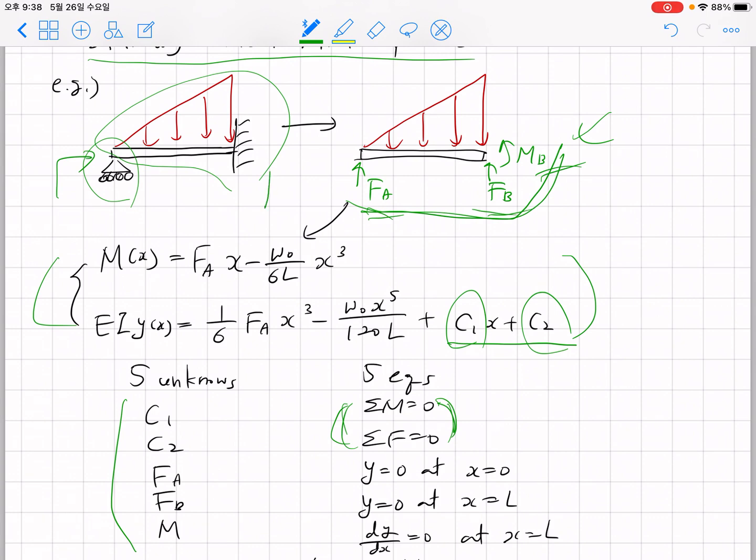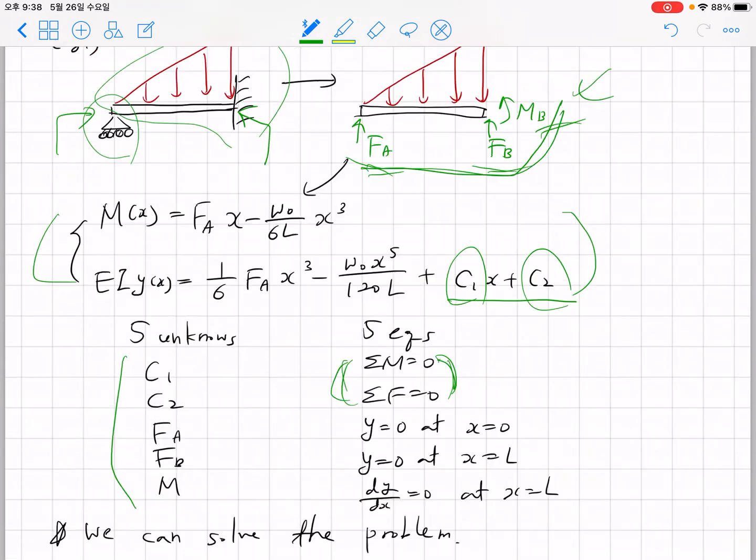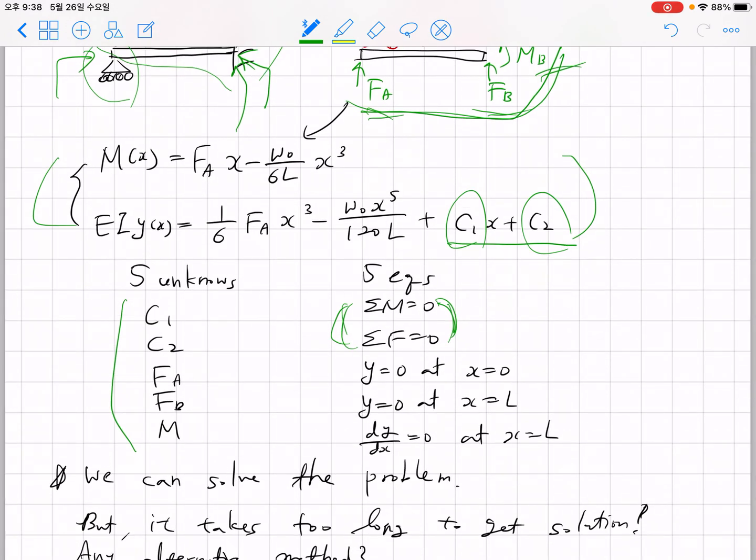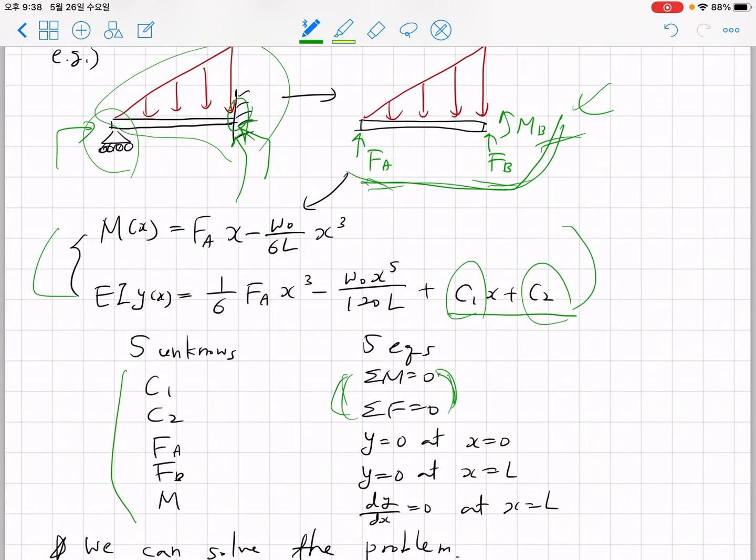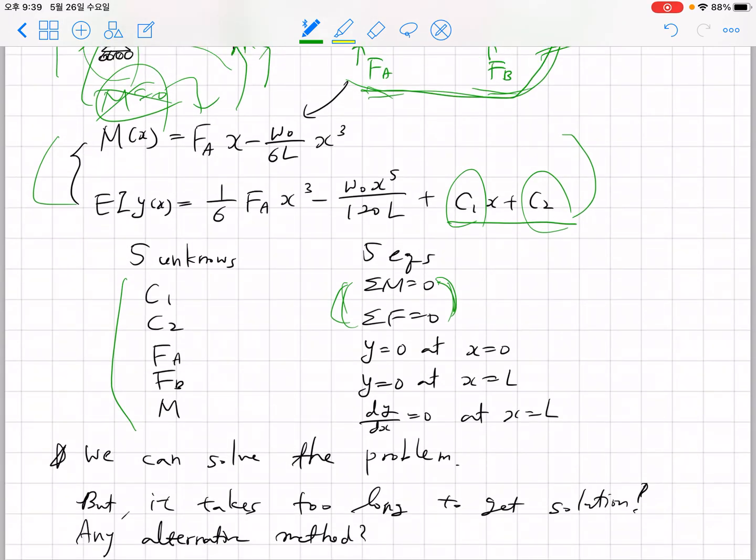y equals 0 here, y equals 0 here, and dy/dx equals 0 at this cantilevered end. Of course, we have the M equals 0 condition here, but it is already consumed when we obtain the moment diagram, M as a function of x. So this is somehow useless. In the end, in addition to 2 mechanical equilibrium equations, we have 3 boundary conditions. In total, we have 5 equations and 5 unknowns, so we are guaranteed to solve for these 5 unknowns.